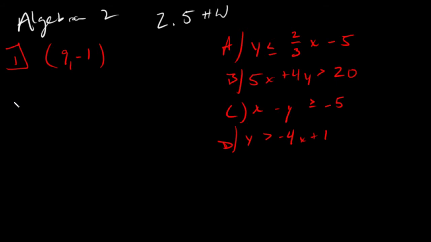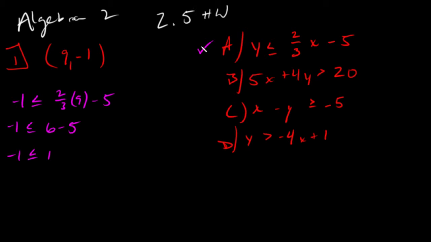So we get negative 1 is less than or equal to 2/3 times 9 minus 5. I'm going to simplify this. Is negative 1 less than or equal to positive 1? Well, yes, it is. So it would be a solution to A. Now let's see if it would be a solution to B. There's a reason why I only assigned you two of these, because they take forever.